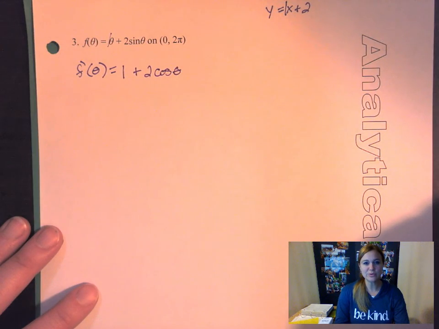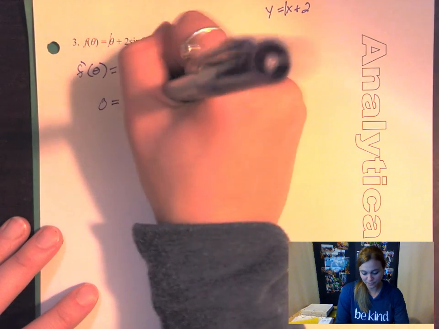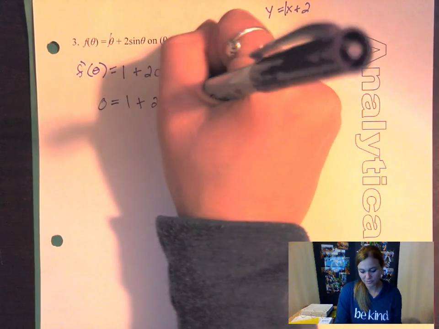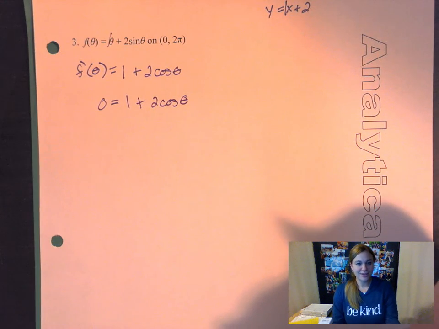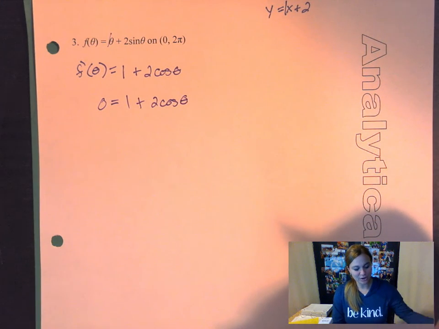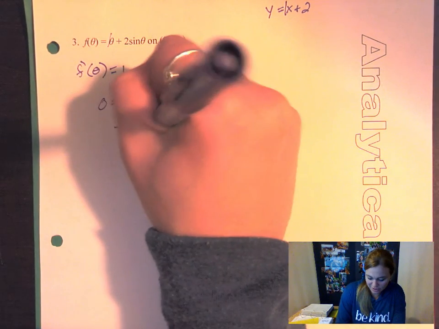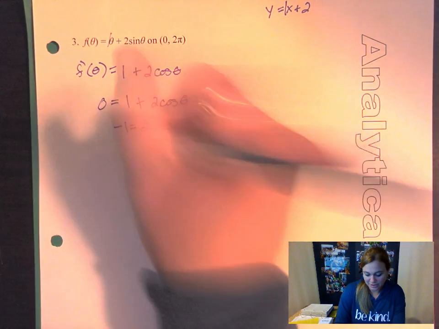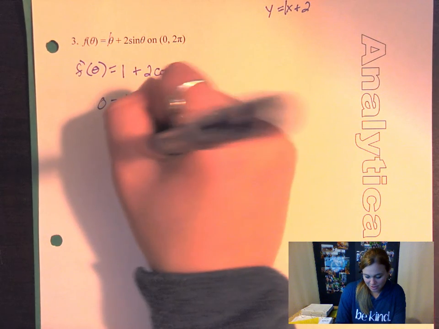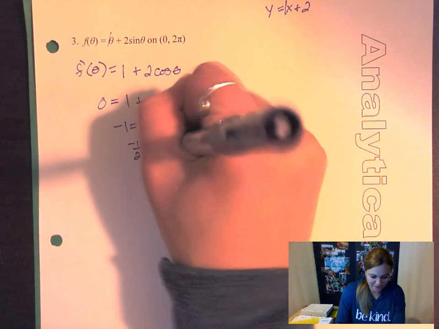What's the next thing that we do? Yeah, set the derivative equal to 0. And then we solve, because now we want to find the interval. So we're thinking, okay, well, what's next? I want to say negative 1 is equal to 2 cosine of theta. Divide. Negative 1/2 is equal to cosine of theta.